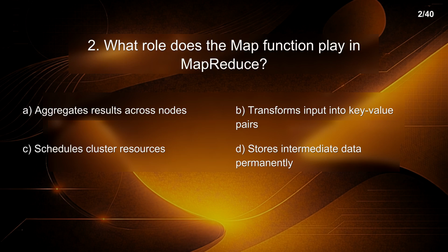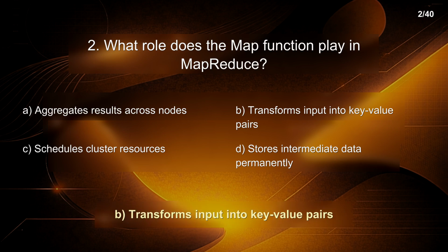Second question. What role does the map function play in MapReduce? A. Aggregates results across nodes. B. Transforms input into key-value pairs. C. Schedules cluster resources. D. Stores intermediate data permanently. Correct answer is B. Transforms input into key-value pairs.